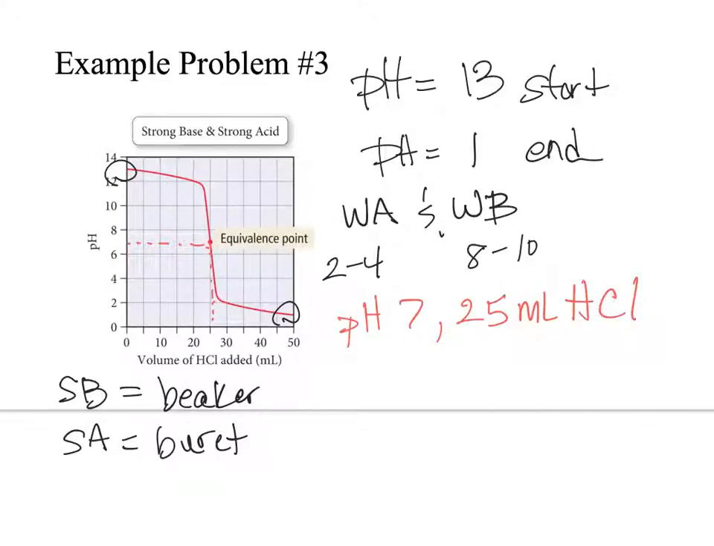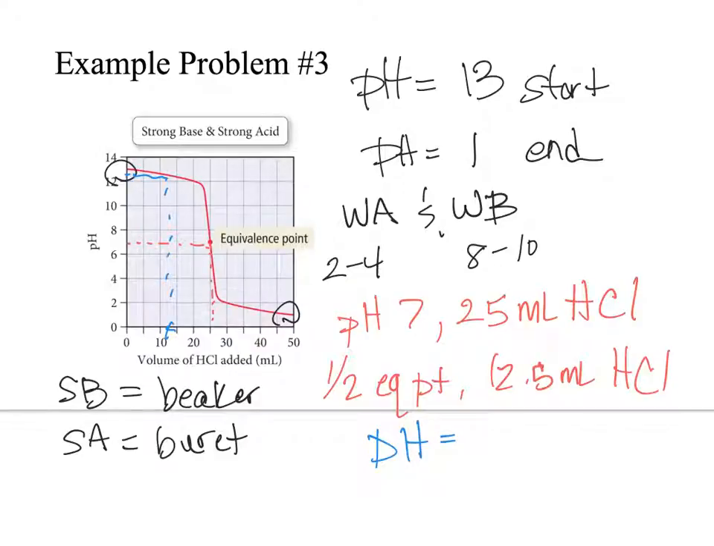And our half equivalency point then would be at 12.5 mils of HCl. So I would find that's about right there, and extrapolating a little bit over, maybe 12.5, pH is equal to 12.5. And I see my buffering region here where the pH is maintained.